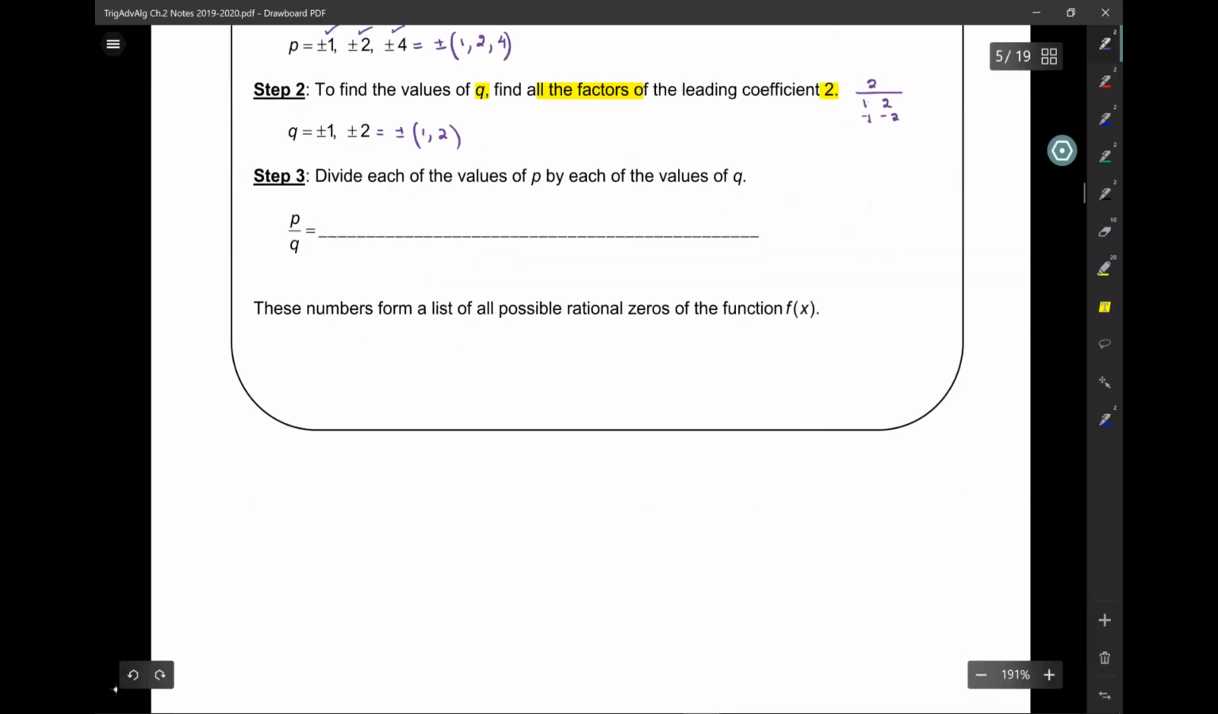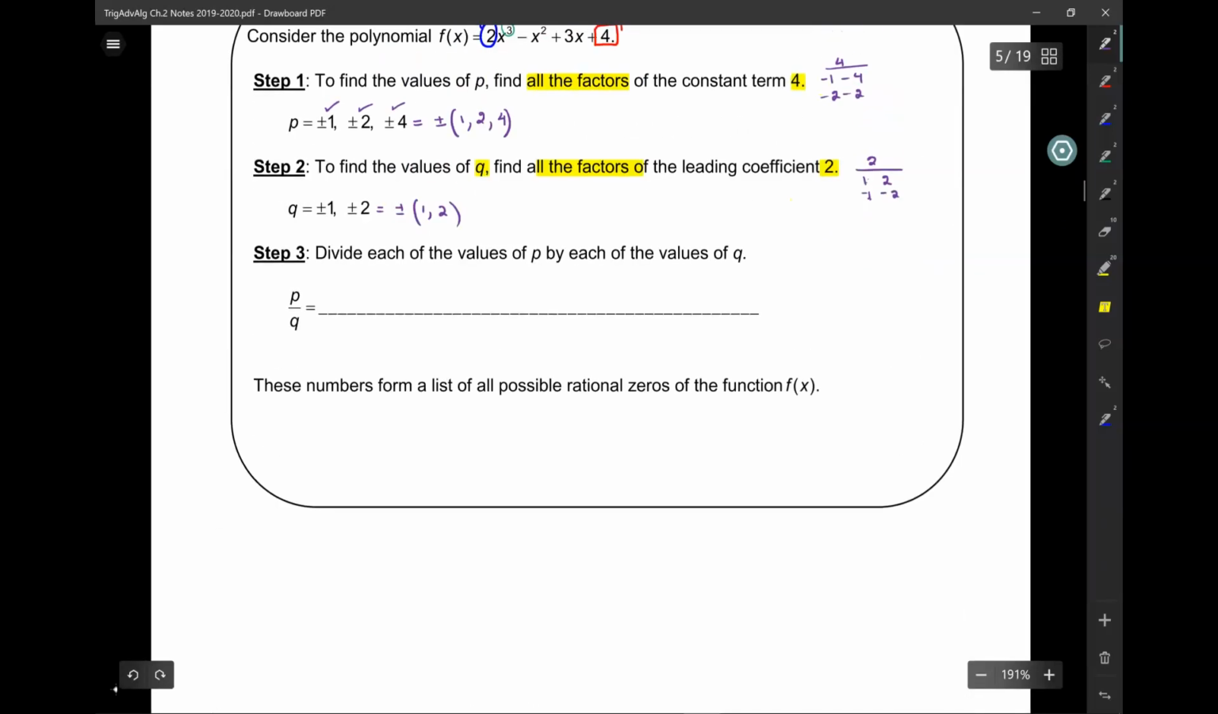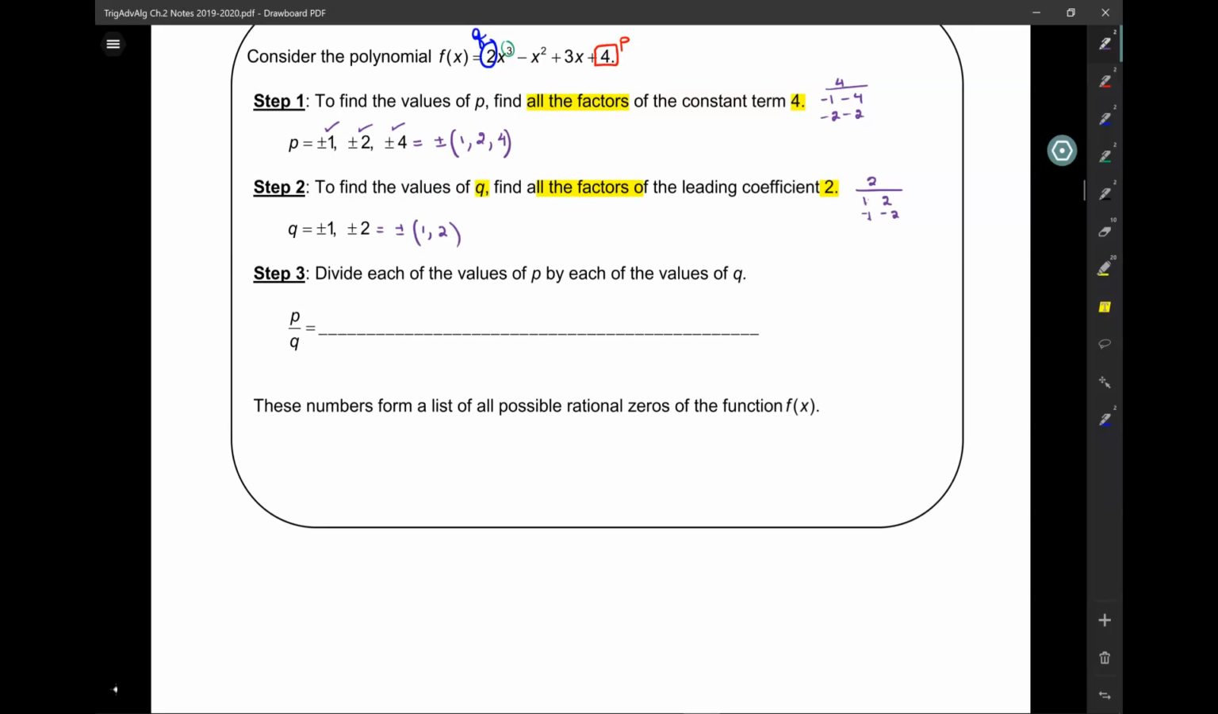Now what we want to do is divide each of the values of P by each of the values of Q. So, where is P? Okay, let's do this one by one. I take 1 and I have to divide by each of the Q's. So I do 1 over 1, 1 over 2. Now I'm done with that.